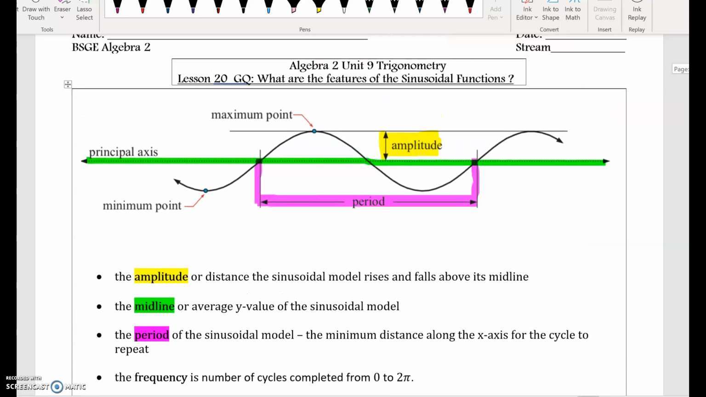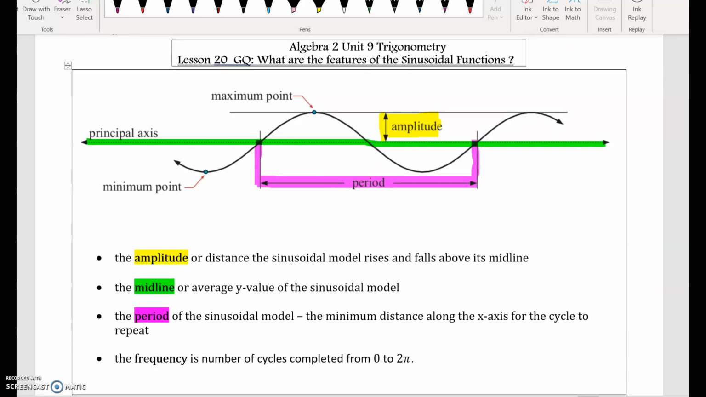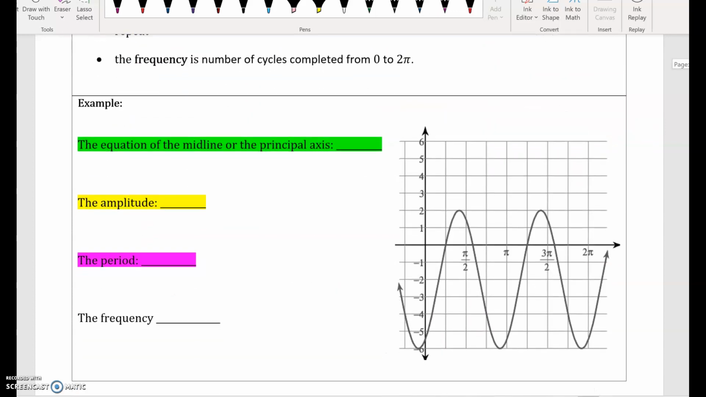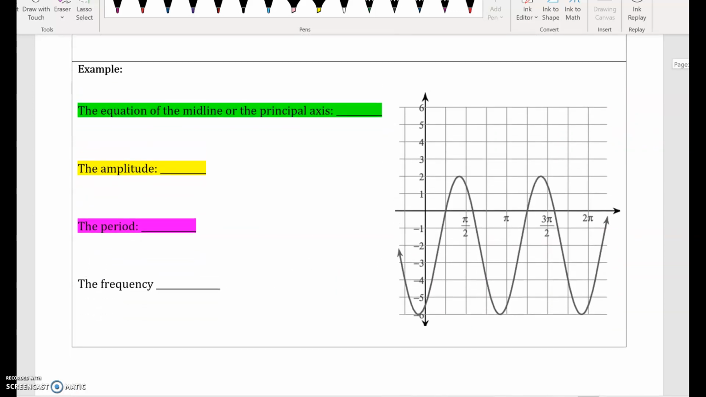Now frequency is something new that we haven't really talked about too much. The frequency is the number of cycles completed from 0 to 2 pi. So the frequency is how many cycles there are in the length of 2 pi. So let's take a look at an example here.